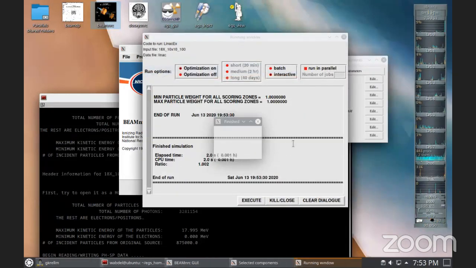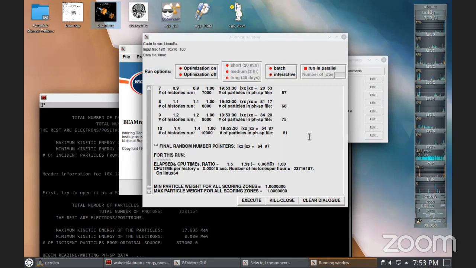Okay. So after 1,000 simulation, 10,000, I got 81 particles. But imagine in the fire, the simulation I did before this one, I got 37,000 particles. And how did we receive that? How did we get that?